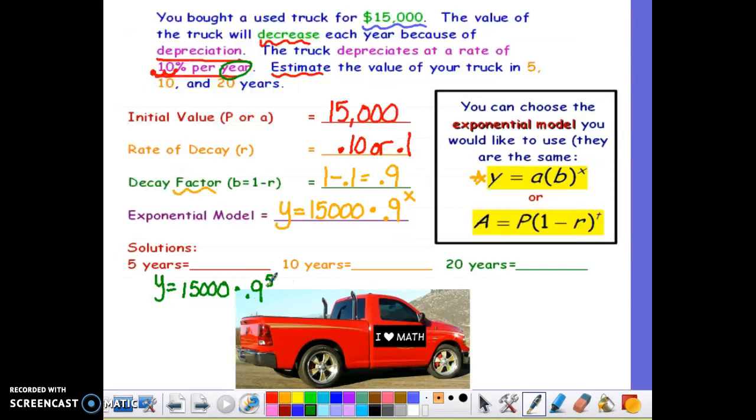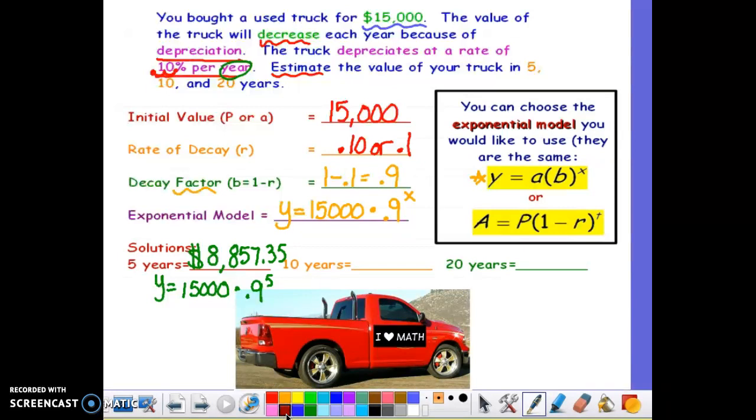I would maybe take time to pause the video and try plugging it in yourself. That's a big part of this. When you plug it in, the value of your car, since we're talking about money, you've got to have a dollar sign. It's going to be $8,857.35.